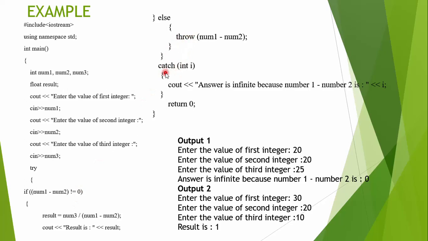And we have a corresponding catch block here. 0 is an integer, so the argument here will be an integer, int i, and the statement will be printed for this: the answer is infinite because num1 and num2 are equal and the difference is 0. That is the catch block's work. Only this print message will be given by the catch block. So this is the overall working of this program.